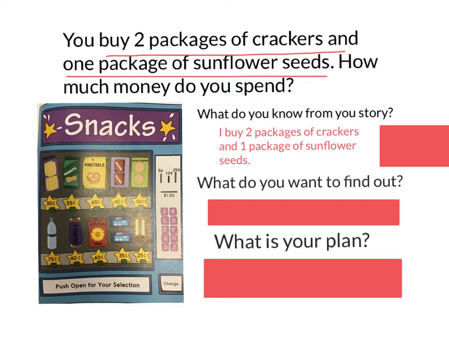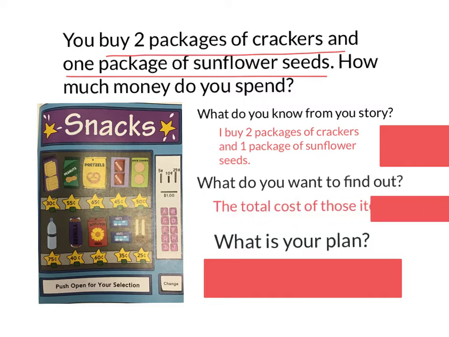The next question is, what do you want to find out? Well, I want to know the total cost of the items. That's what I need to find out, because the question is, how much money do you spend? If I want to know how much I spend, I'm going to need to know the cost of the packages of crackers and the package of sunflower seeds.